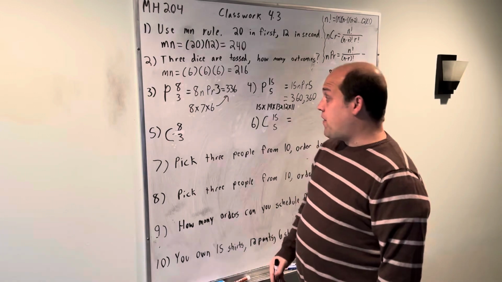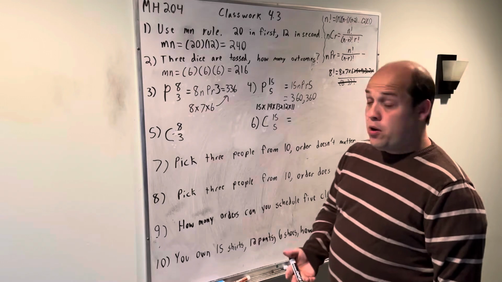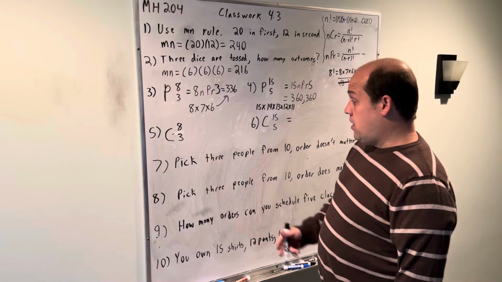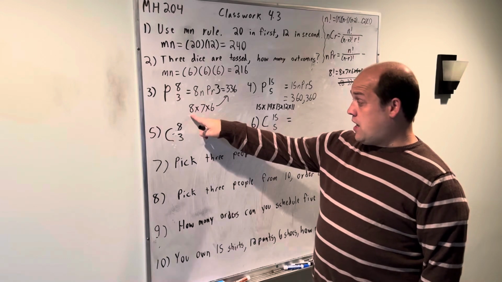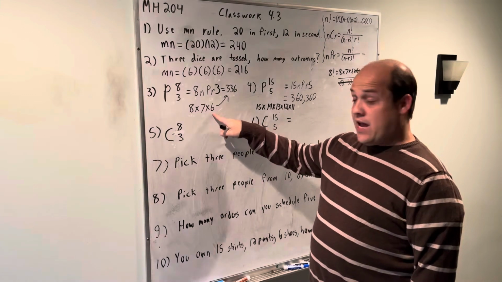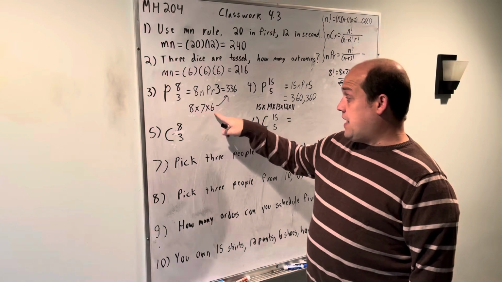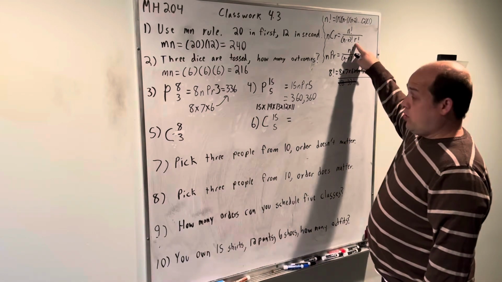Doing problem number 5 is a combination. Again, the difference between combination and permutation is that I don't care about what order I get people in. So here, 8, 7, 6, if this was John, Jane, and Jen, it wouldn't be any different than if I got Jen, Jane, and John. I need to divide that out by doing this r factorial on the bottom.